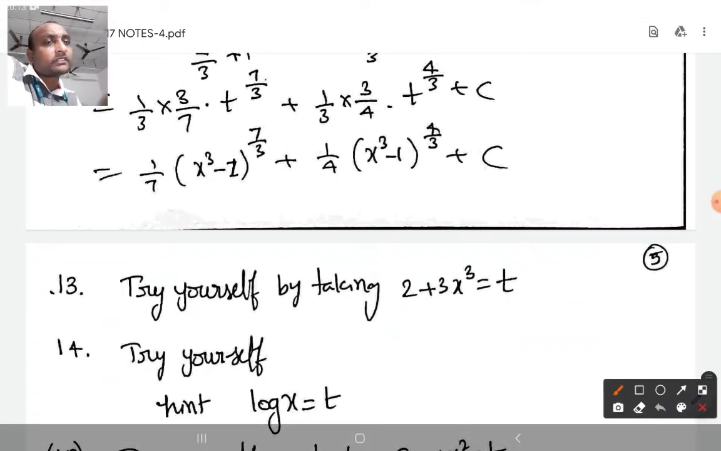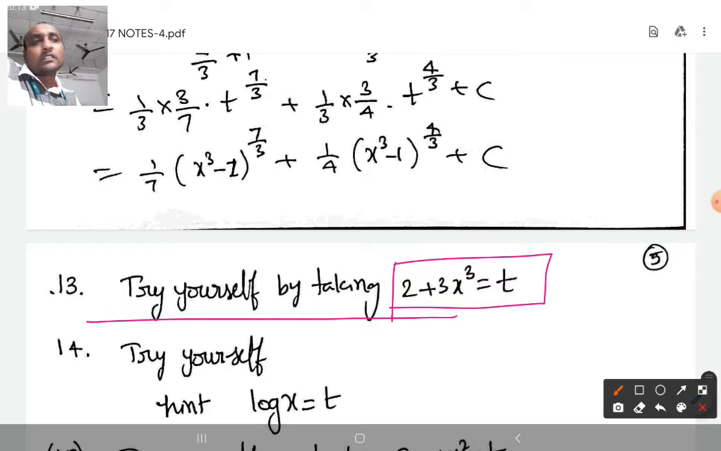The 13th question you can try yourself by taking 2 plus 3x cube is equal to t. See the textbook, what is written in the 13th question: x square by 2 plus 3x cube whole cube. Because a very complex thing is there in the denominator, you take that without the cube as t, so that you get the answer. So you can try it.